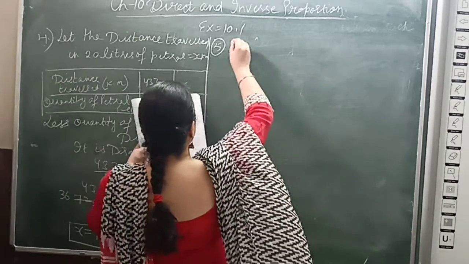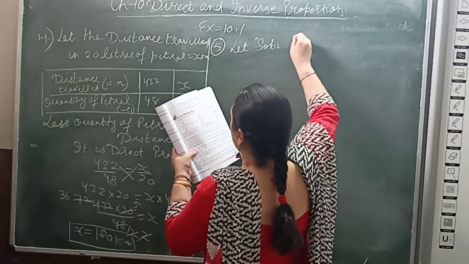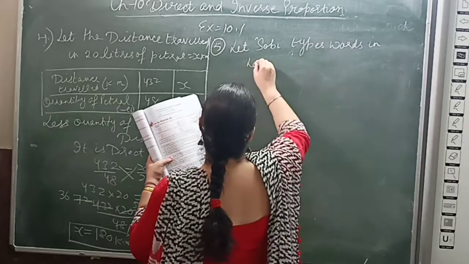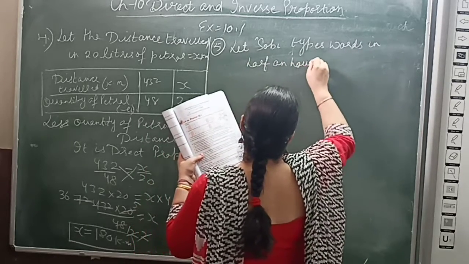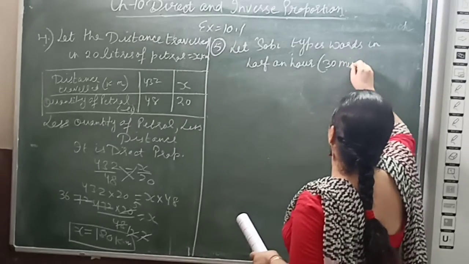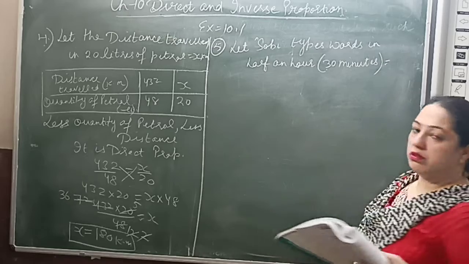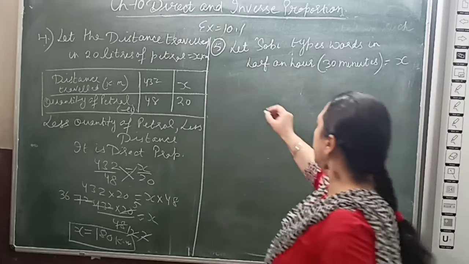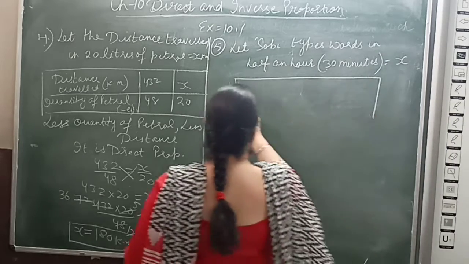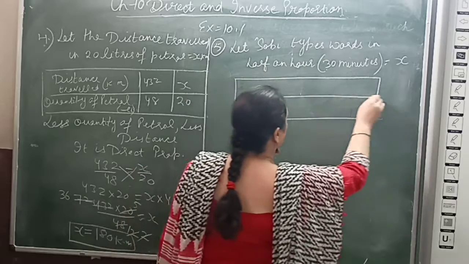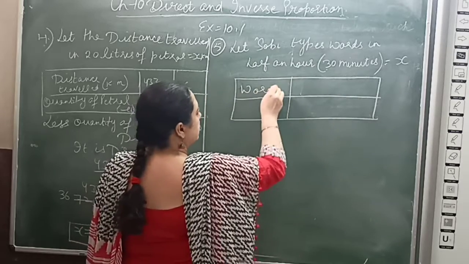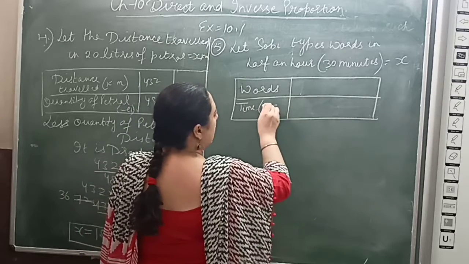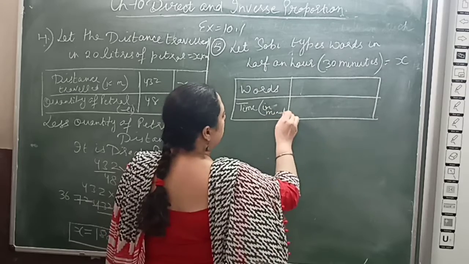So let us write here, let Sophie type x words in half an hour. Beta, half an hour means 30 minutes. Everybody knows half an hour is equal to 30 minutes. And let us suppose the words typed in half an hour is x. Now again, first of all, I will draw the table, and in the first column I will write down the words. And here time, and time I measure in minutes.